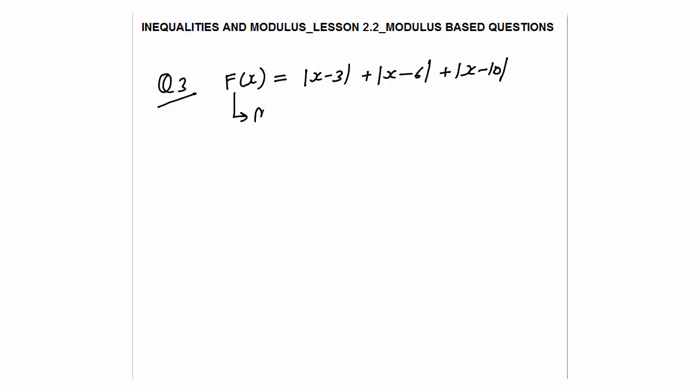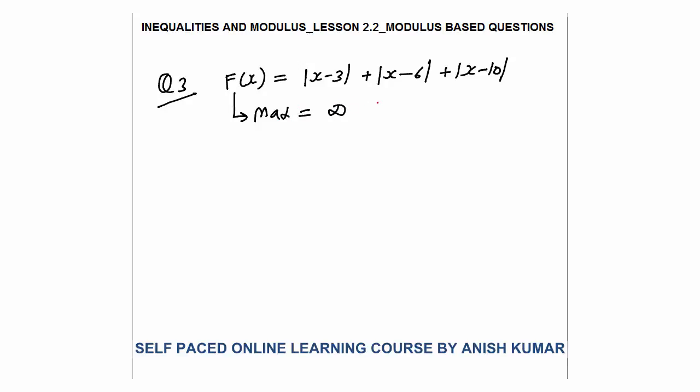Can you calculate the maximum value of this? The maximum value will be infinity, because whichever value of x you put, you will get bigger and bigger values. Let's say I put x equal to 100. Then 100 minus 3 plus 100 minus 6, this will be a big value. If you put x as 10 power 6, an even bigger value of f(x) will come. If you put x as 10 power 100, even bigger values of f(x) will come. So the maximum value is infinity, or cannot be determined.